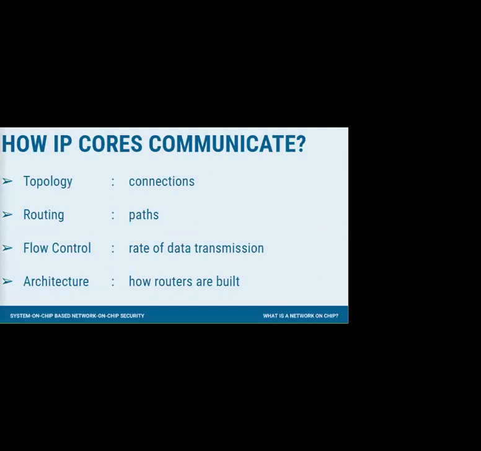So about how IP cores are communicating, there are 4 things that we have to discuss. One is the topology, the other ones are routing, flow control, and architecture. Topology means the connections that are there, and routing is the path that we are going to use, and flow control is about the rate of data transmission, and architecture is how the routers are built.